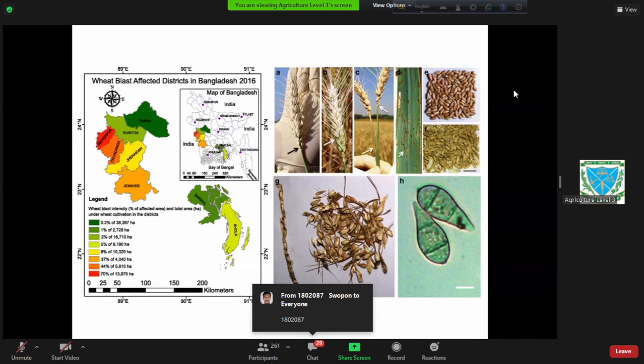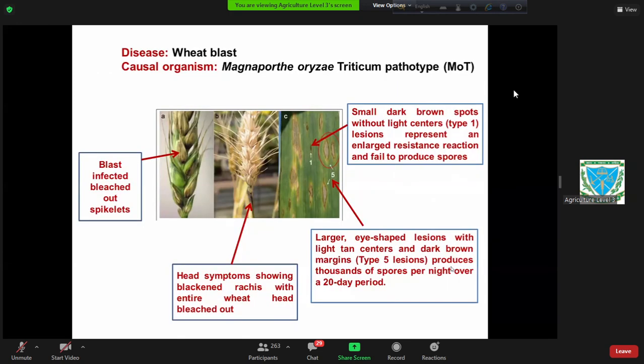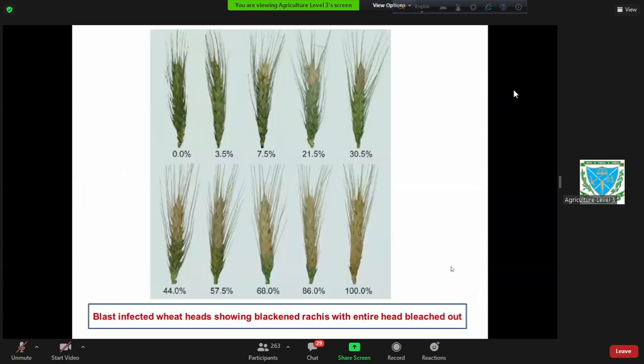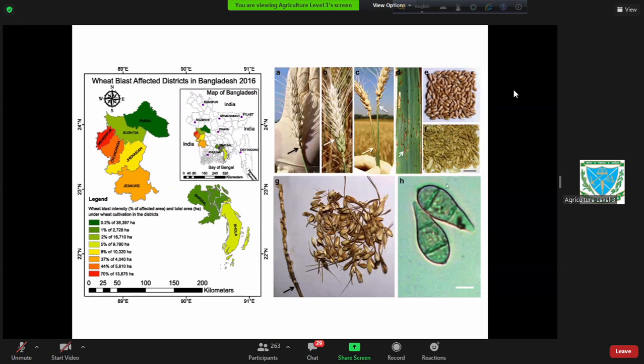Here you see the affected plant parts, and the pathogenic structure, the conidia. So we noticed this wheat blast in Bangladesh in 2016. In 2016 we first noticed this disease in epidemic form in Bangladesh; we had never seen this disease in this country before. Now see the symptoms, and as I told you, the pathogen produces this type of pathogenic structure called conidia.